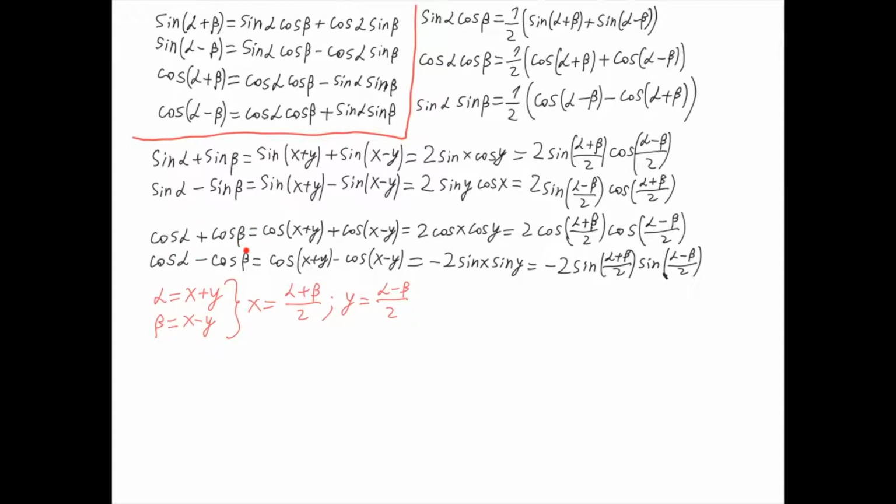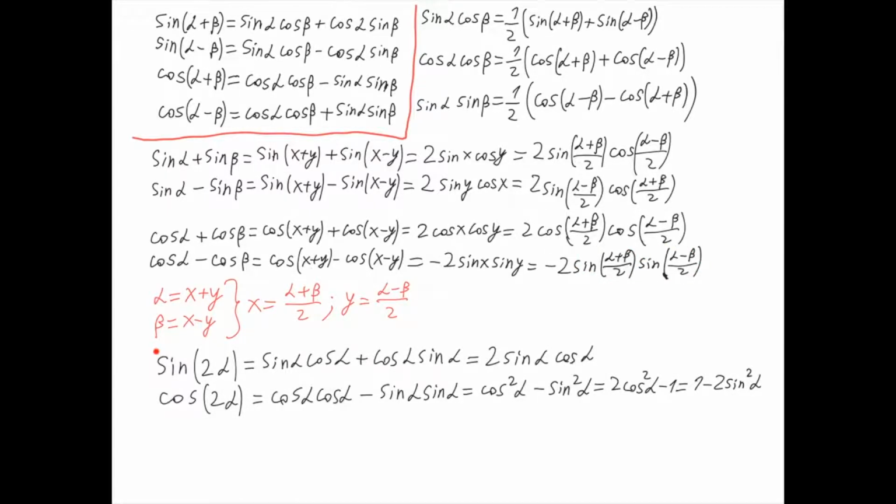And finally, cosine alpha minus cosine beta equals cosine x plus y minus cosine x minus y, which appears here, but alpha instead of x and beta instead of y. And so it equals 2 times sine of x sine of y, which I've written here, but we have a negative sign, because this is cosine of the sum minus cosine of the difference, and here we have cosine of the difference minus cosine of the sum. And so we get minus 2 times sine of x sine of y. Sine of x is sine of alpha plus beta over 2, and sine of y is sine of alpha minus beta over 2. So the formula for cosine alpha minus cosine beta is minus 2 times sine of alpha plus beta over 2 sine of alpha minus beta over 2.